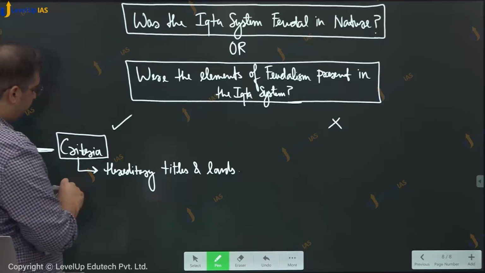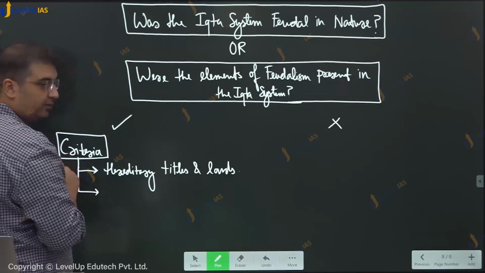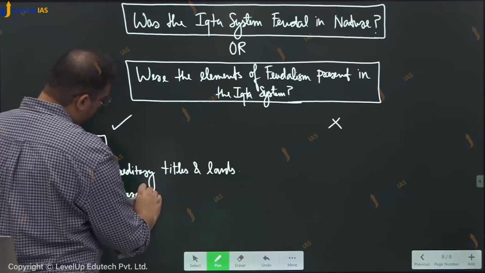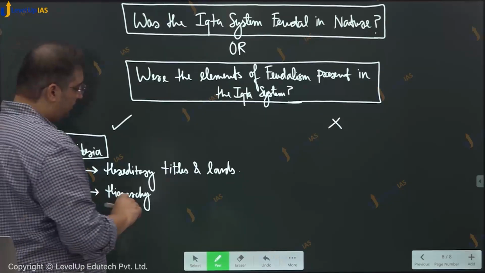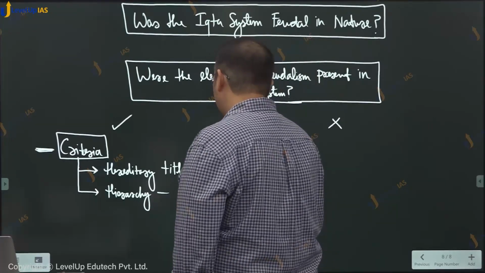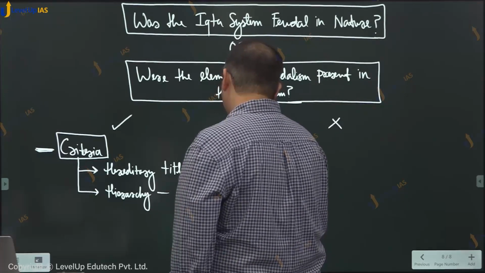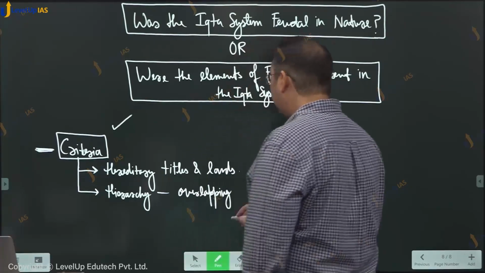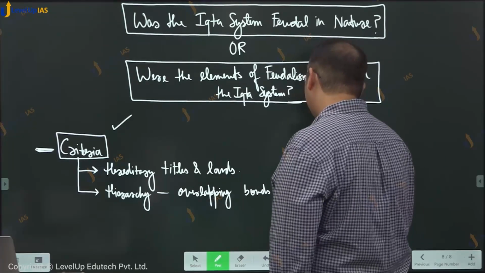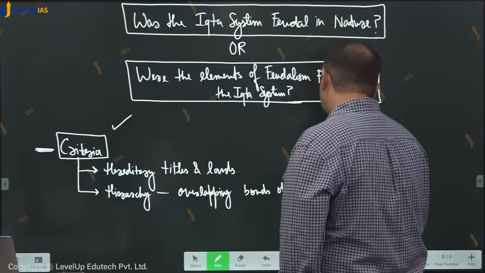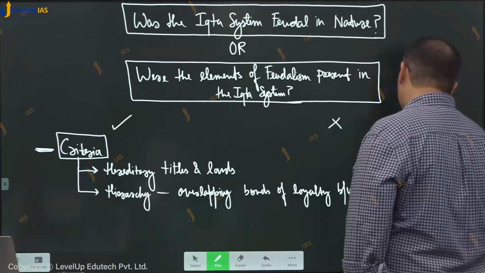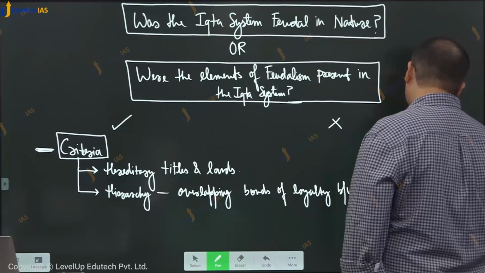ठीक. Secondly, there should be a well established hierarchy with overlapping bonds of loyalty between the different ranks of the nobility.